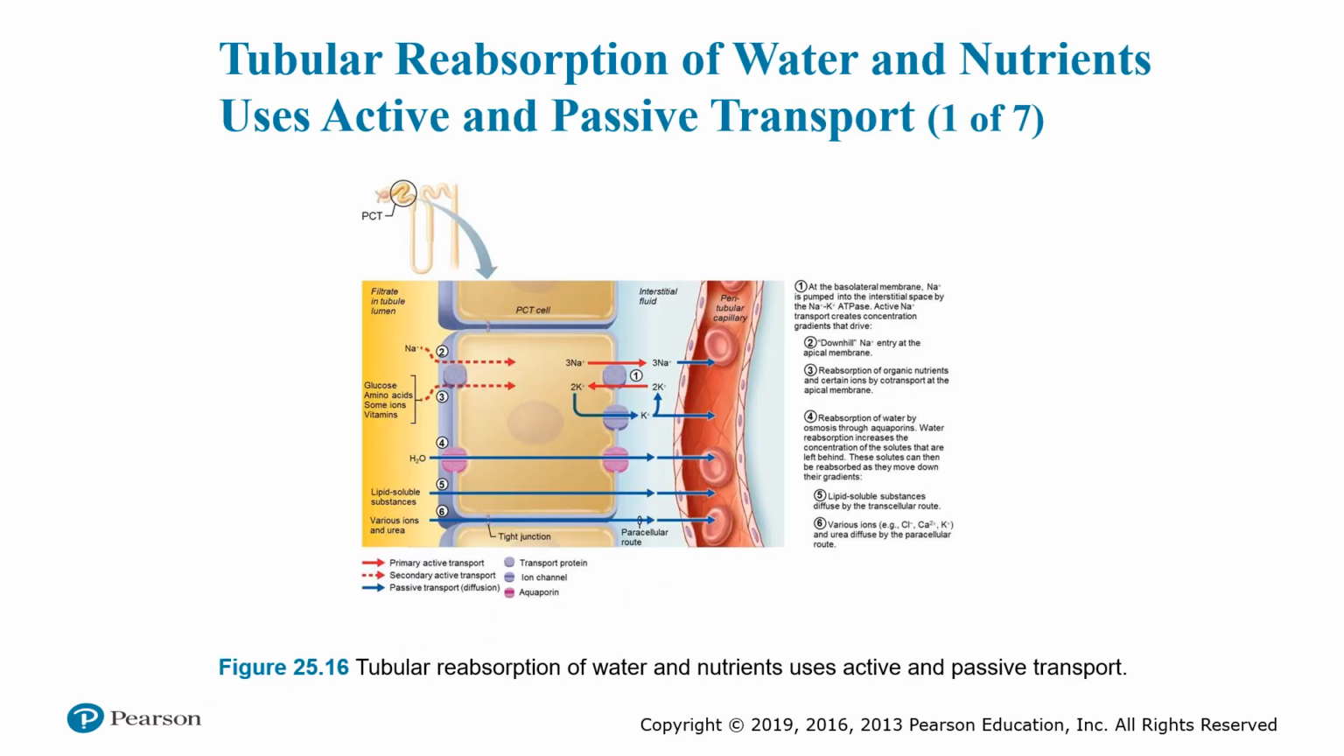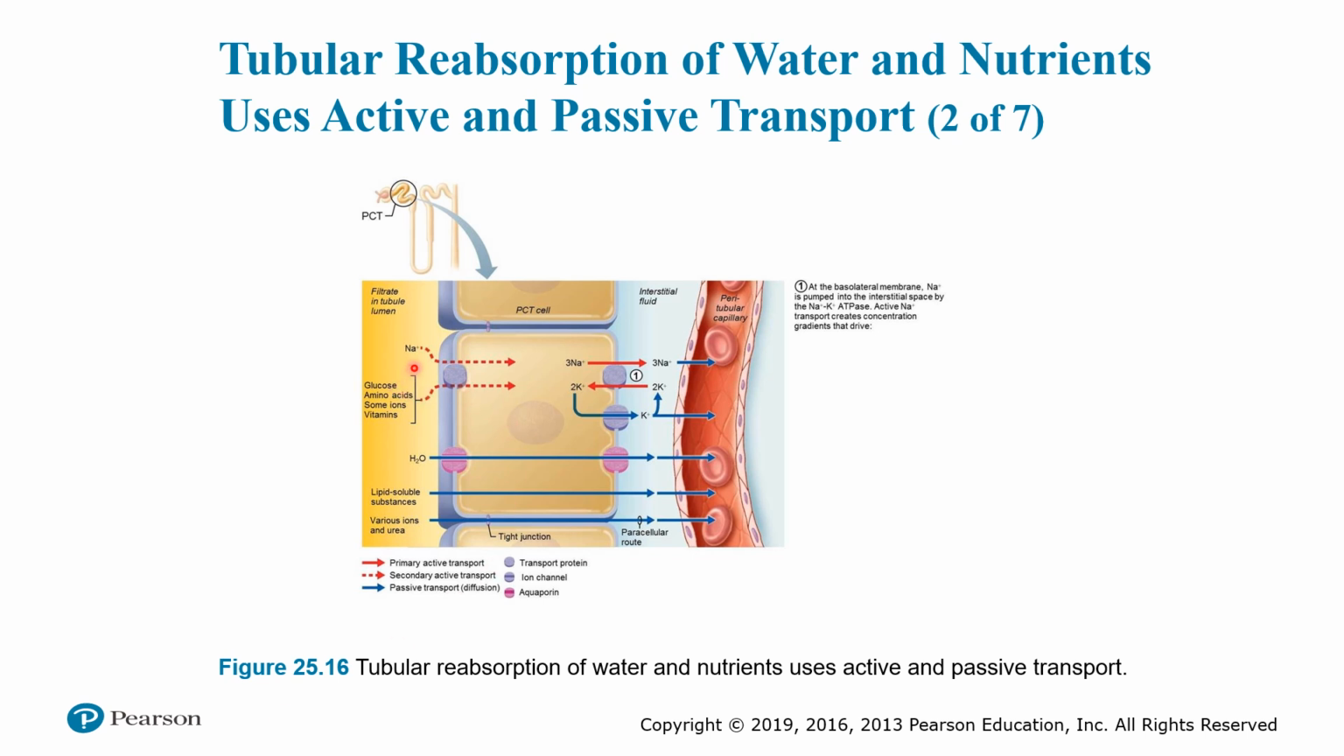Let's go over this diagram. Let's go step by step. Sodium is actively transported by a pump which is present on the basolateral surface of the tubular cells. This pump is pumping 3 sodium out of the cell, and it is bringing 2 potassium in.